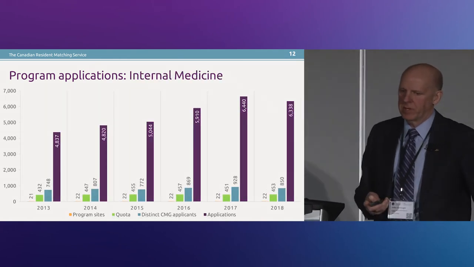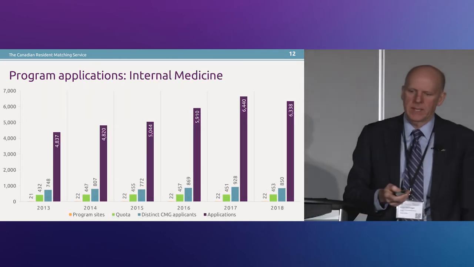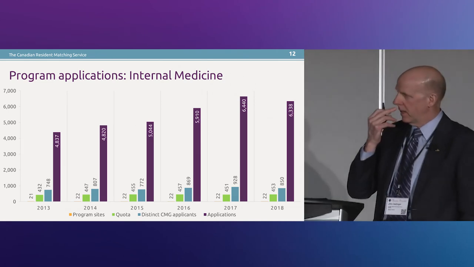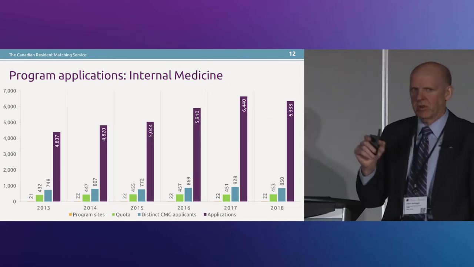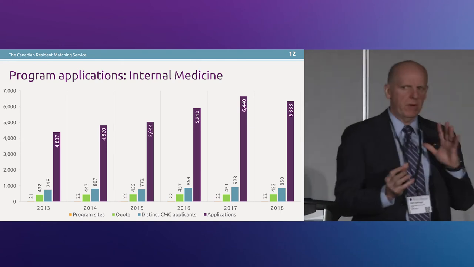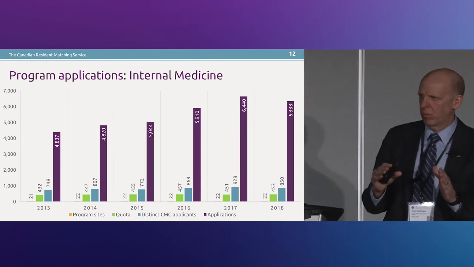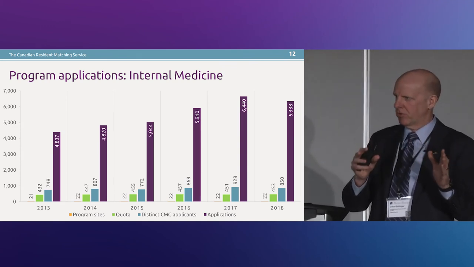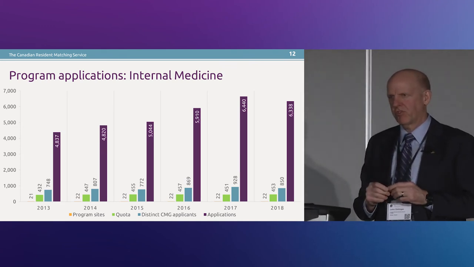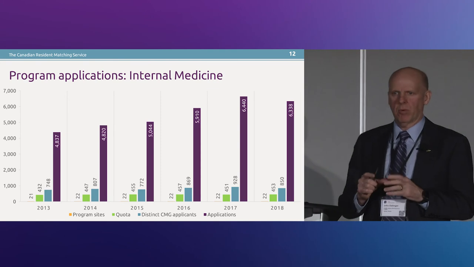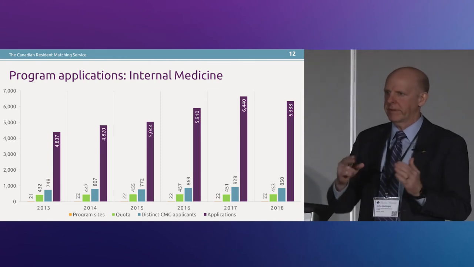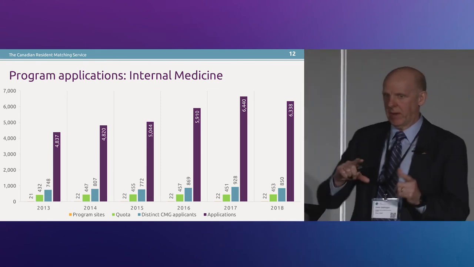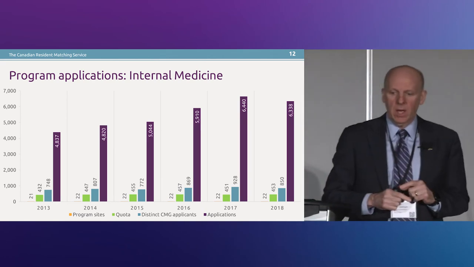And this is the view from an internal medicine perspective. And in 2017, that you might recall from last year, we had a tip of internal medicine to go from what was a more supply than demand, and again, supply is measured by number of quota, demand by first choice discipline. In 2017, there was more demand than supply. So it kind of flipped in 2017. Now it flipped back again this year.